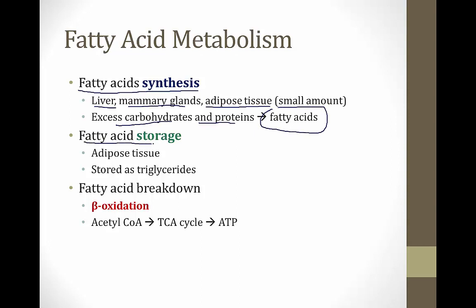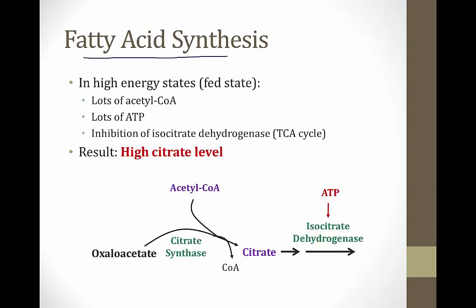Next, we'll talk about fatty acid storage. It's largely stored in adipose tissue, as you likely know, and it's mostly stored as triglycerides. And then finally, we'll talk about the process of breaking down fatty acids. Fatty acids contain a lot of potential energy, and the process of beta oxidation can convert fatty acids into acetyl-CoA, which can then enter the TCA cycle to generate ATP for cells. We'll start by talking about fatty acid synthesis.